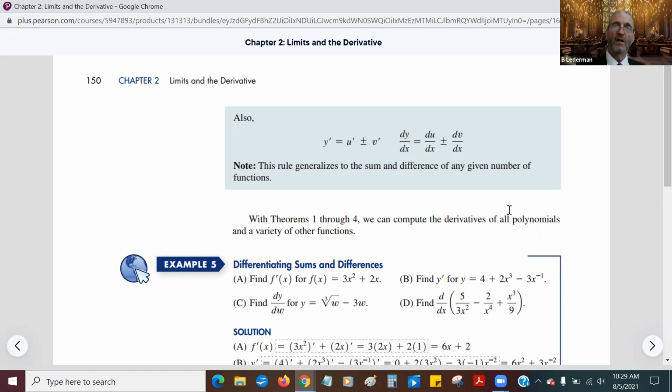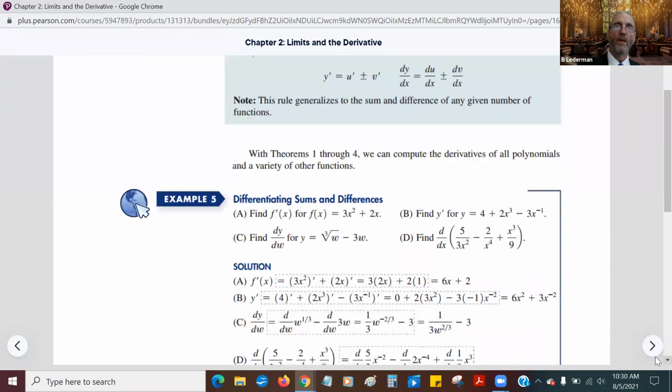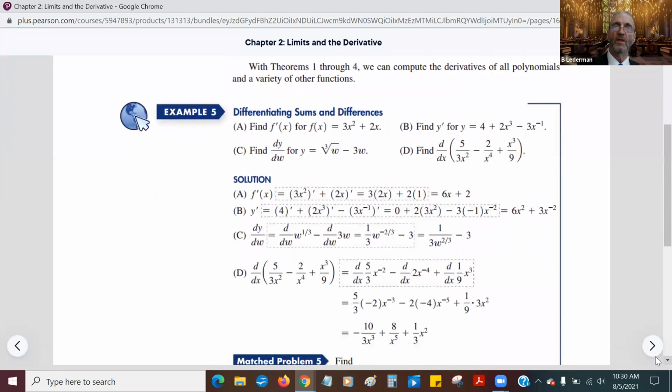And secondly, this stuff is fairly straightforward and not that complex. Anyway, so let's look at some examples.